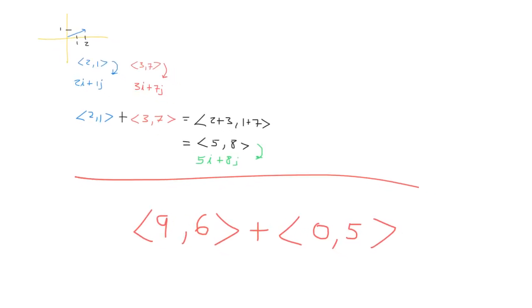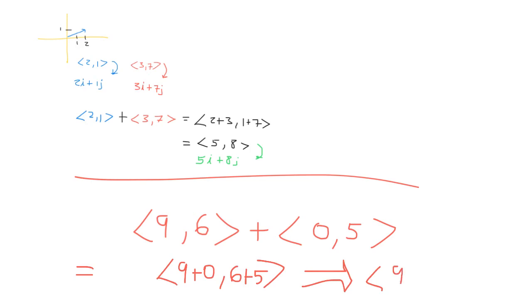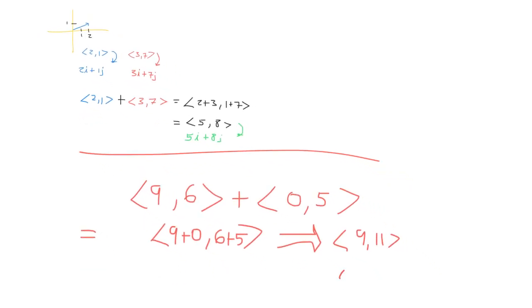So guess what? Adding these is going to be a piece of cake. Okay, I'm going to write an equal sign. That's literally going to be 9 plus 0 and 6 plus 5. And that, of course, would be 9 comma 11. And as I said before, you could always just rewrite that as 9i, that's a 9, plus 11j, which is the answer, and that is E.